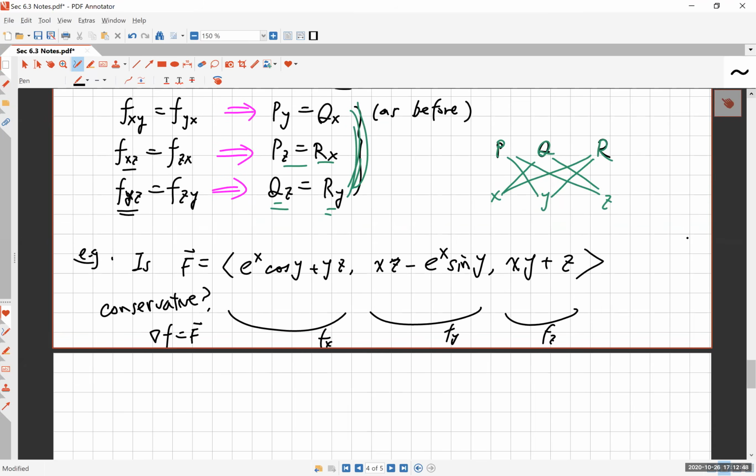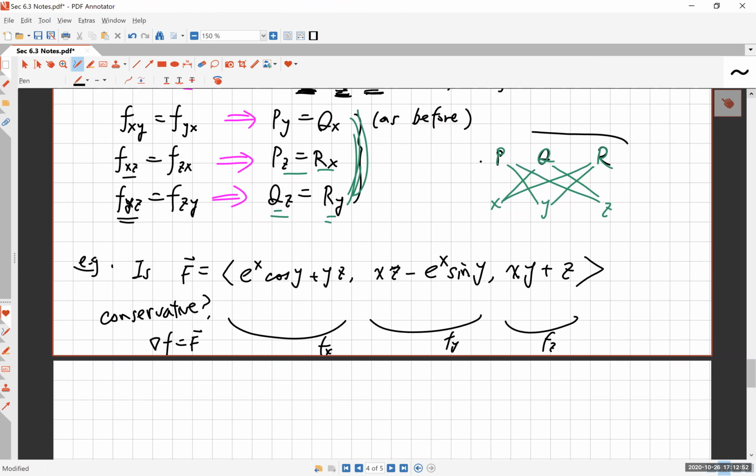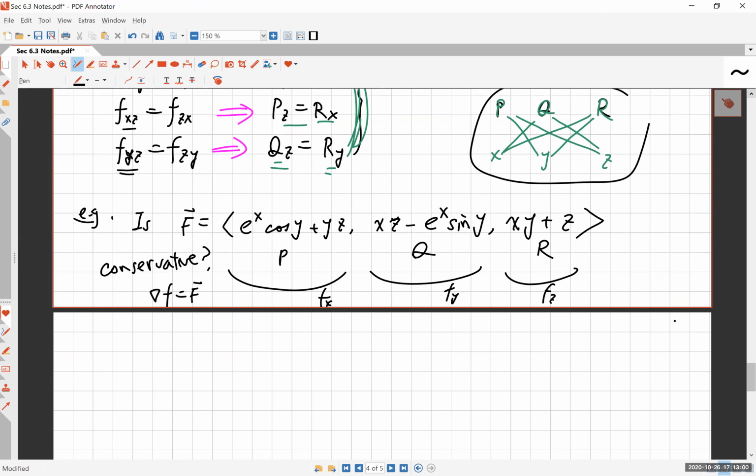Okay, so that's why I'm saying you should check if it's conservative by this three-part check. This is called P, this is called Q, this is called R, right? And so the first thing I have to do, and I usually even write something like this. So let's check this first. Is Py equal to Qx? Okay, that's my first check.